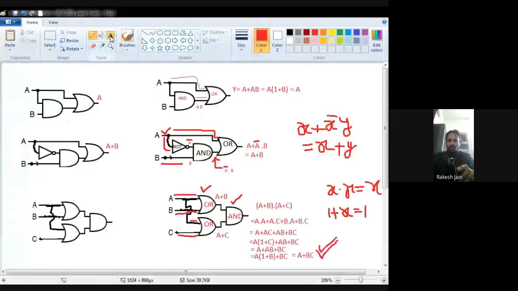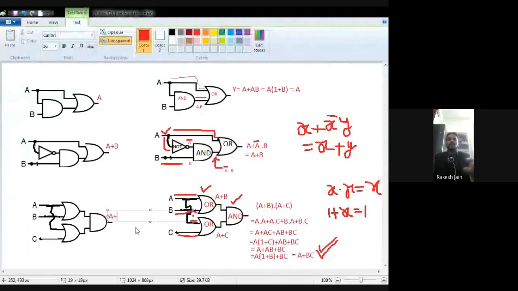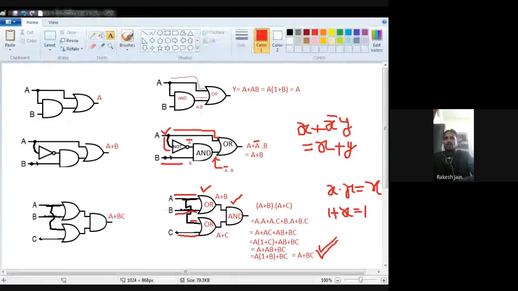Okay, so what will be the output of this question? The output of this question is A plus BC only. So these are certain simplifications with the help of logic diagrams. Okay, you just see this, and in 1 minute, I will restart this question.